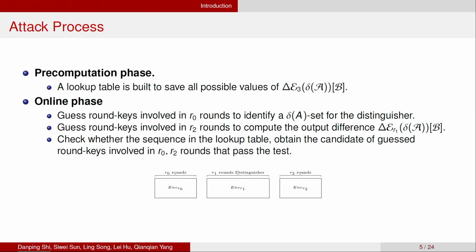A cipher can be split into 3 parts. The pre-computation phase will construct the distinguisher on the second part, and a lookup table will be built to save all the values that the sequence may take. The online phase involves round keys to identify a delta A set for the distinguisher and compute the value of the sequence. Check whether the value is in the lookup table to obtain the candidate.